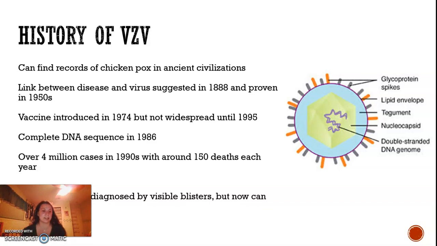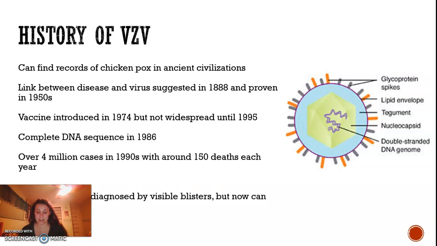Even though this was a disease that was recognized for a very long time, the link between the disease and the virus was not suggested until 1888. But it wasn't proven that they were linked until the 1950s. This took so long because the virus only affects humans, so it's really hard to test. You can't test it in animals, and you can't really infect other humans because it's not ethical to see if the virus is linked to that disease.